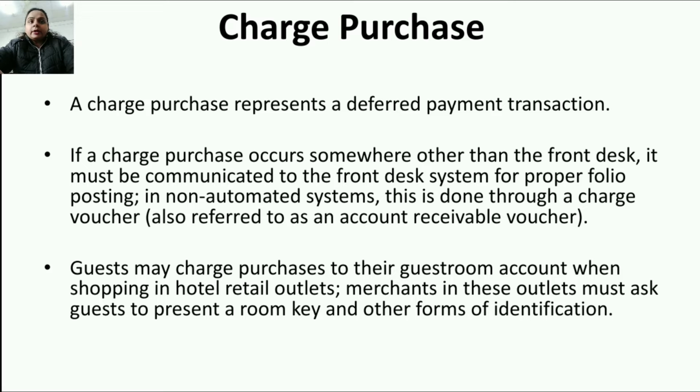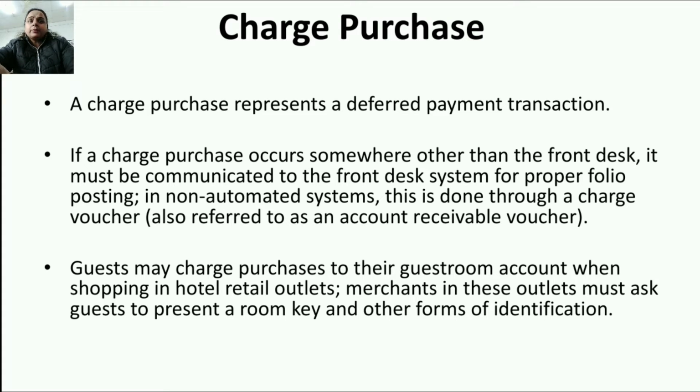It means if any guest purchases any souvenir from any hotel shopping mall, then the particular shop has to inform the front office that a particular guest named ABC has purchased certain things from this mall, so that when he departs from the hotel, the front office employees also deduct those charges from the guest.